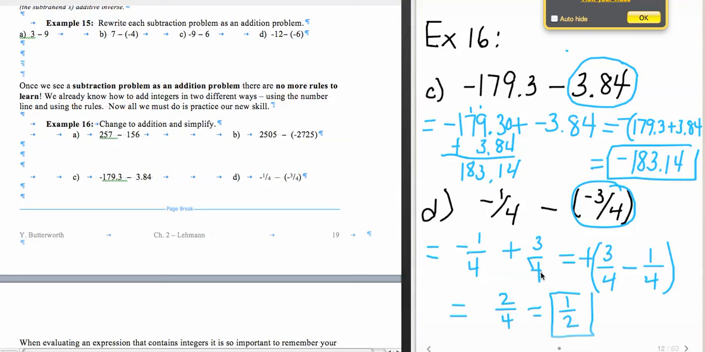So that is addition of integers. So you have to remember it's a two-step process. The first thing you want to do is change a subtraction problem to an addition problem and then add. So subtracting integers is really adding integers. So finding a difference changes to an addition problem, and then you finish your work as we saw in the last section.